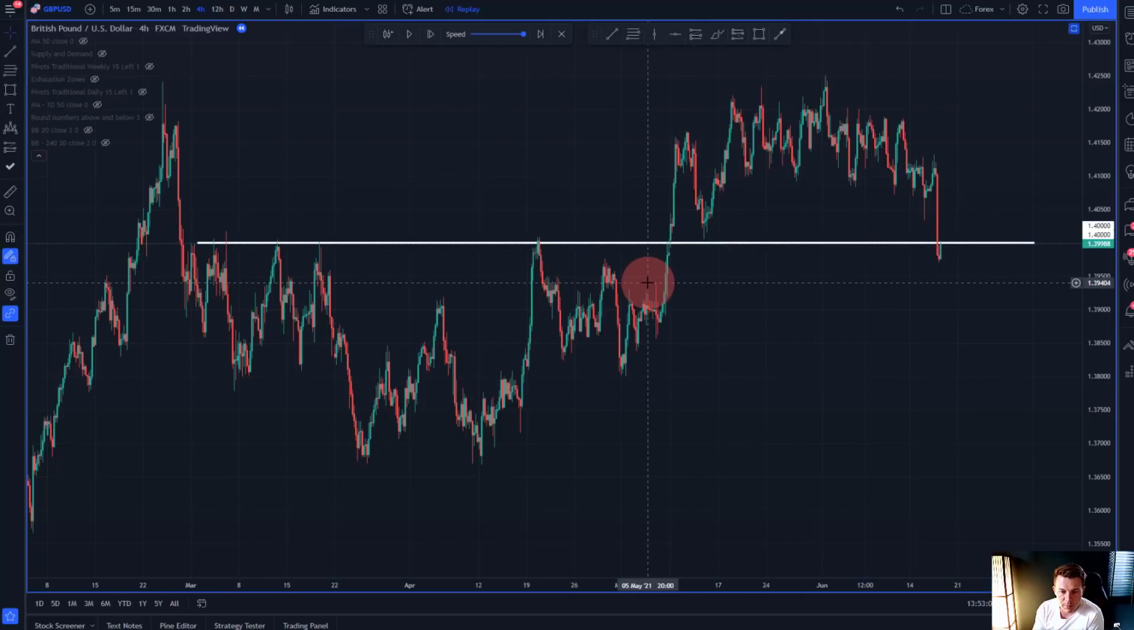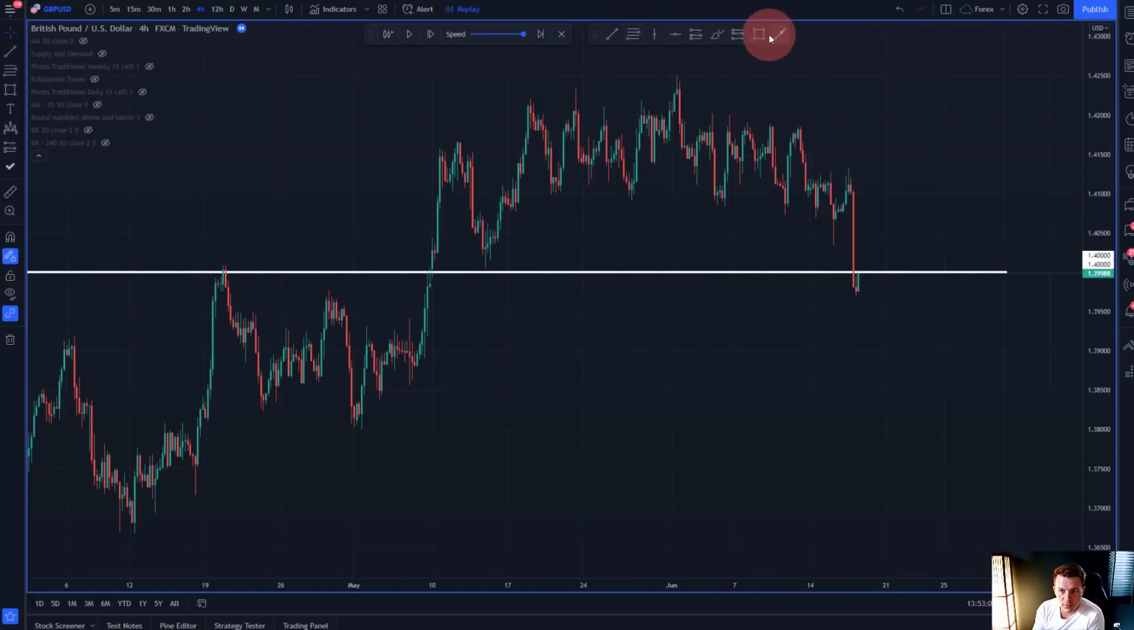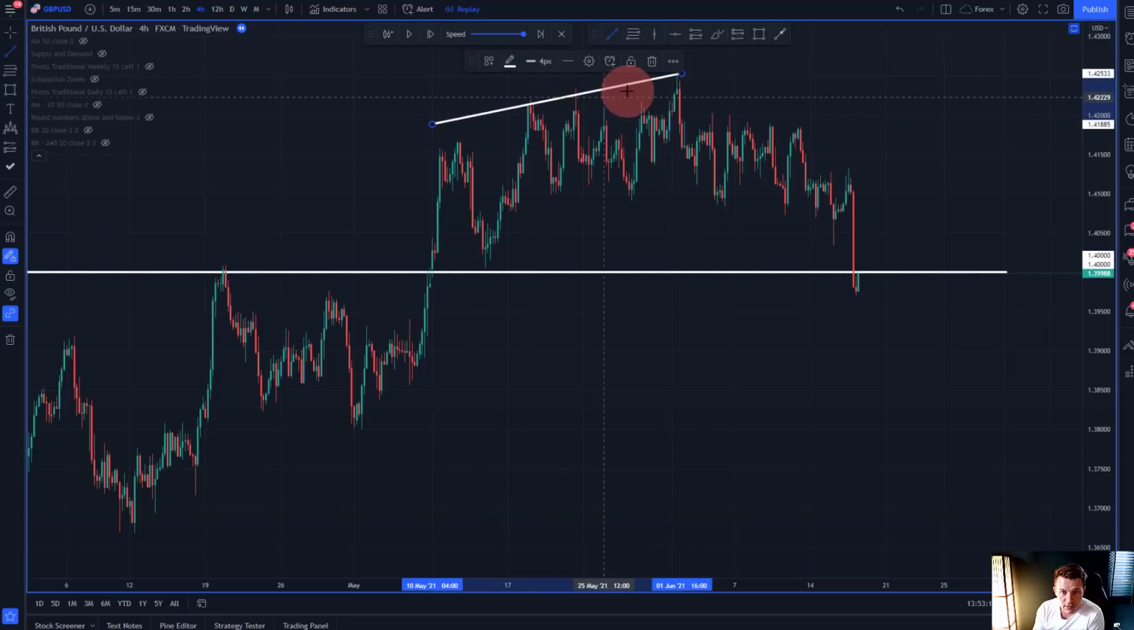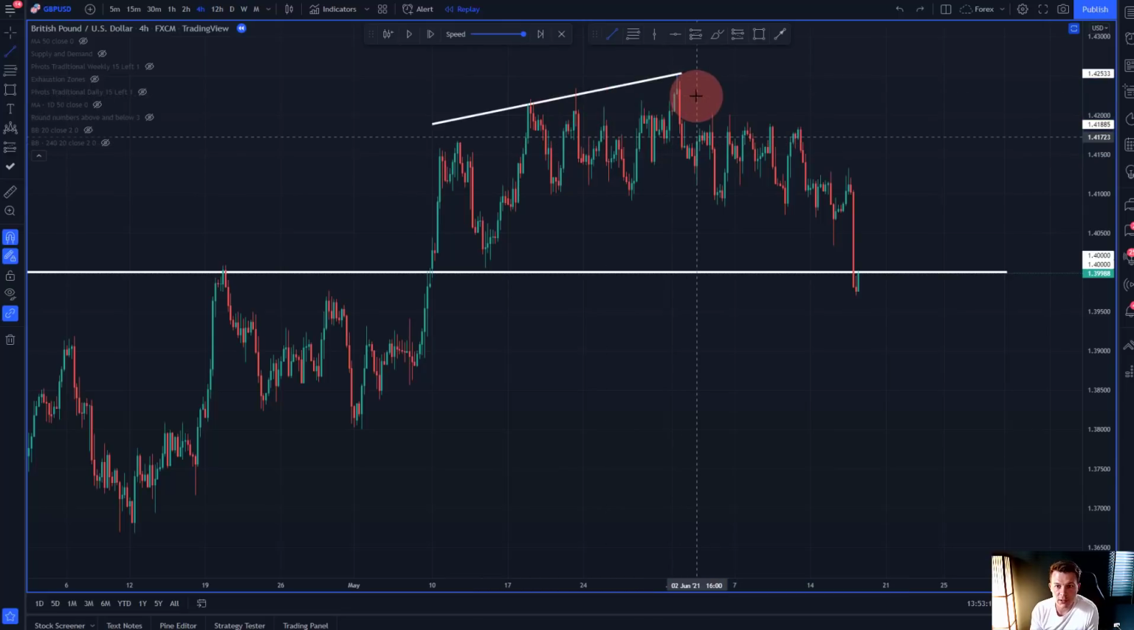So the market seems to be paying a lot of attention to this. Another thing that we have to notice is the change in the high-low structure. Whereas previously the market made higher highs, we are now making lower highs. So this is pointing towards a shift from bullish to bearish market.